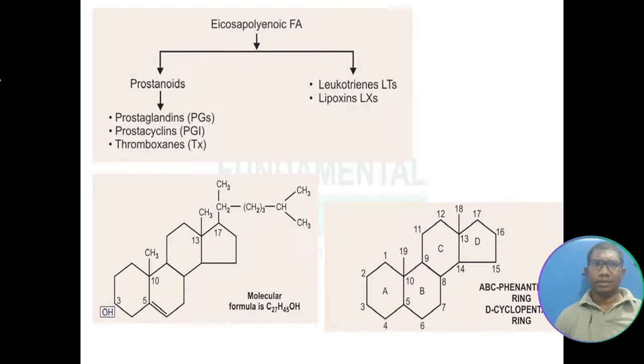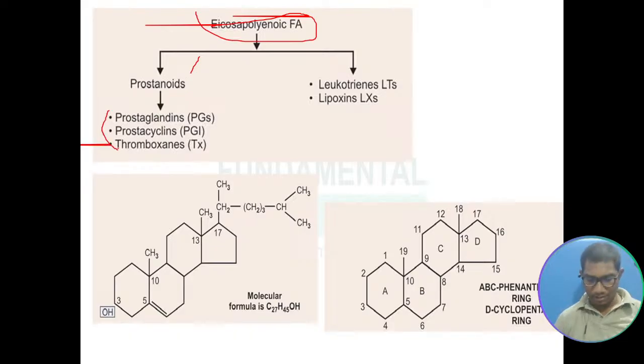Eicosapolyenoic fatty acid. Polyenoic fatty acids, जिसमें डबल बॉन्ड ज़्यादा होंगे. From those acids, prostanoids मतलब prostaglandins are made. आपका arachidonic acid है, that is the eicosapolyenoic acid. Prostaglandins, prostacyclins, thromboxane. Also lipoxins and leukotrienes are made.